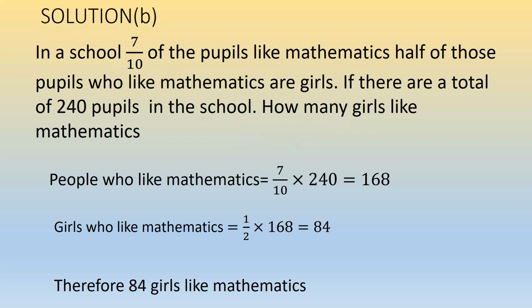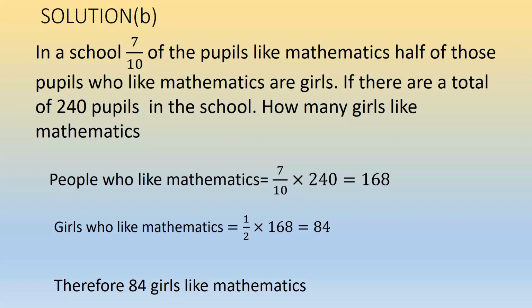You realize that if you are told that 7 over 10 of the people like mathematics, that means they are telling you that 7 over 10 out of the total people. So if you want to find a fraction of a total number, you multiply that fraction by the total number. Please, do you understand? Yes. If you want to find a fraction of a total number, you multiply that fraction by the total number.